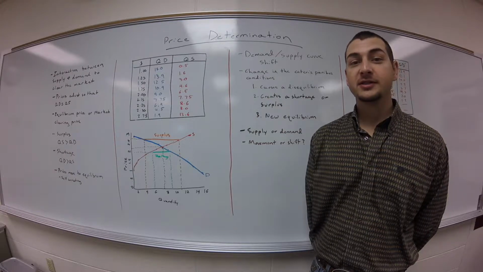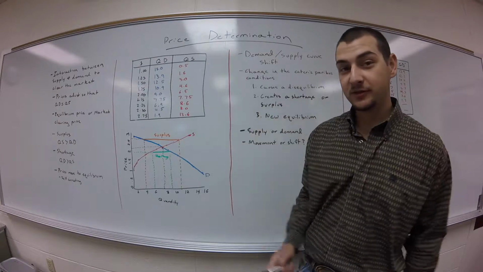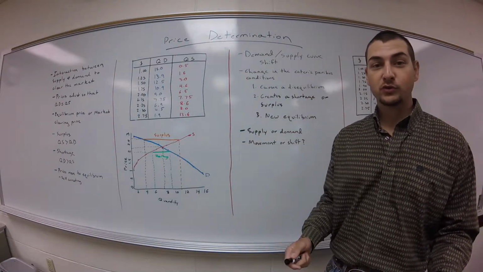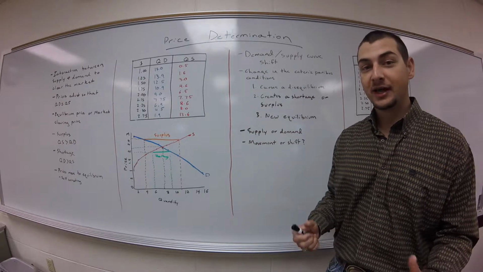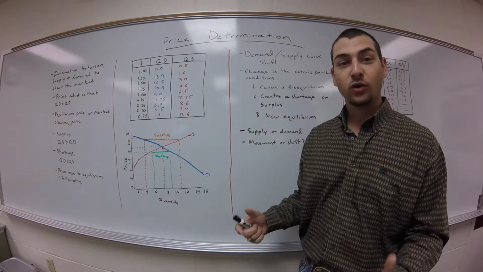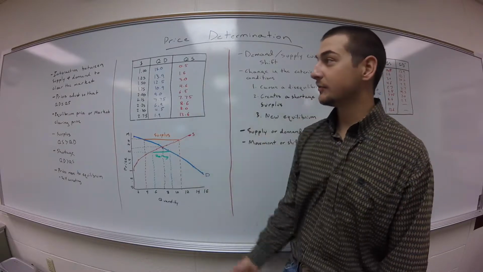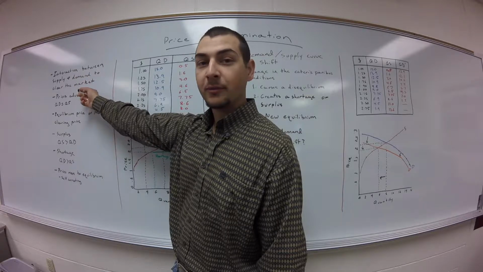In this video, we're going to be discussing price determination. Price determination is the next aspect of this chapter. In the first couple of videos, we talked about supply and demand. Now we're going to look at how supply and demand interact in order to clear the market. So price determination is the interaction between supply and demand in order to clear the market.